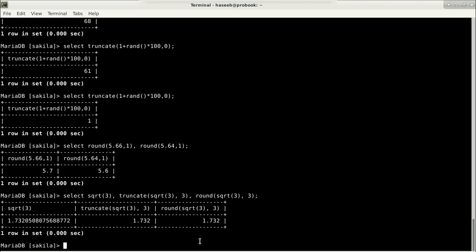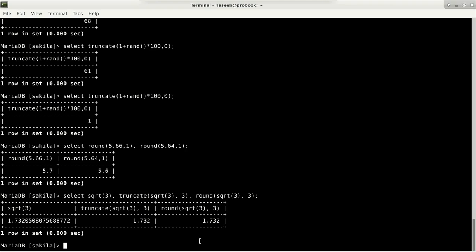In case of truncate, I have passed the value 3. It means truncate all the numbers after the third decimal place. So it will keep 1.732 and discard all the numbers which are 0, 5, 0, 8, and so on. The round function will try to round the number up to 3 decimal places. So basically it will check the number at the fourth decimal place.